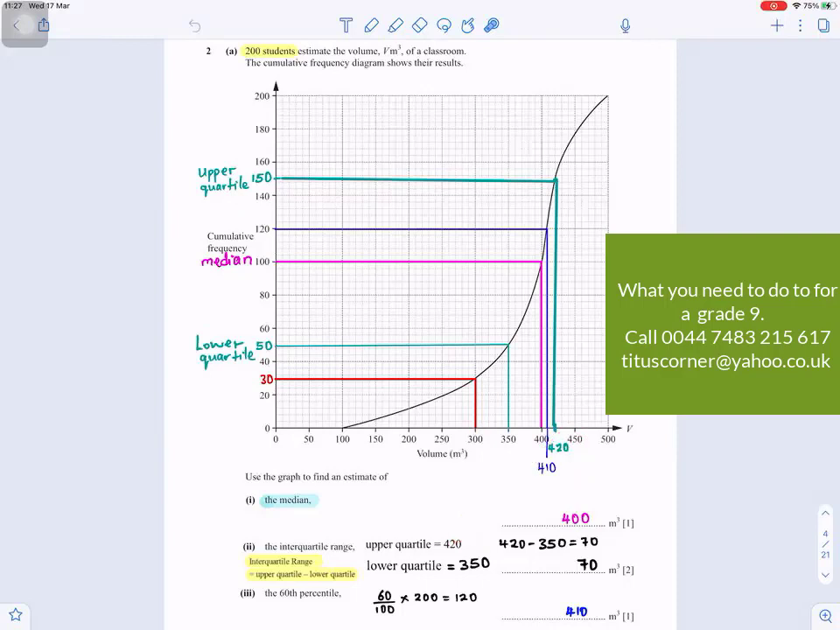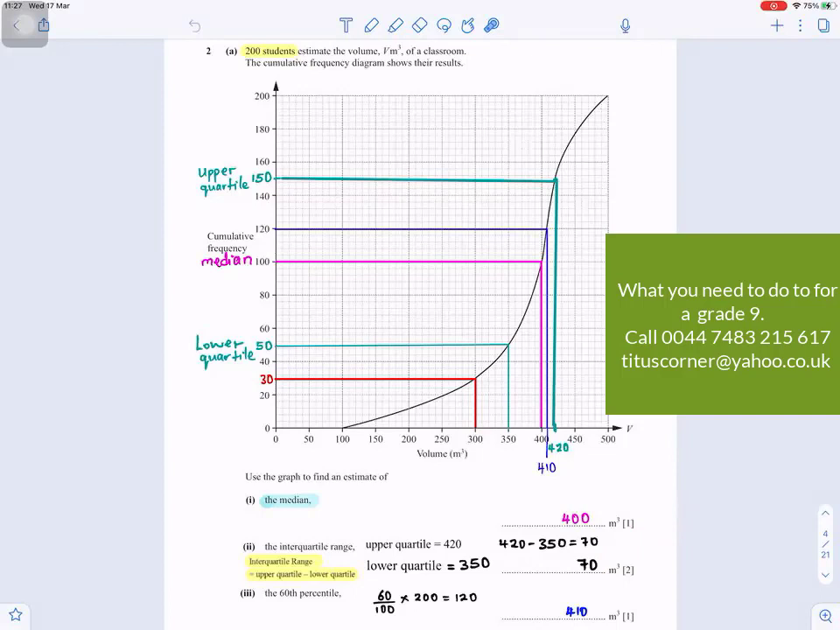To get the lower quartile, between 0 and 100, the middle number is 50. You follow the green line, you come down, and it will be 350. So the lower quartile is 350. Now you subtract them. 420 minus 350 is 70.